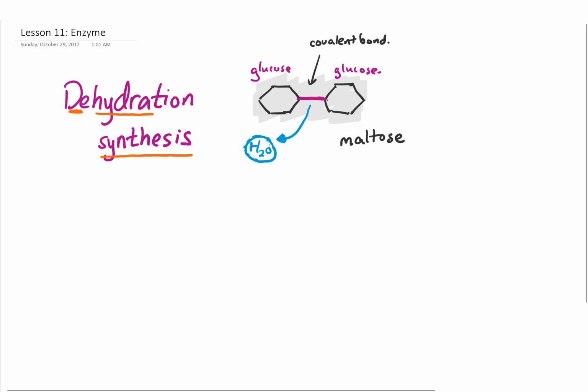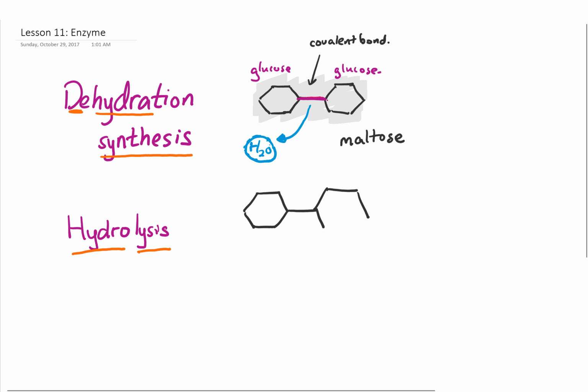A second reaction is what we call a hydrolysis. We're going to take water, hydro means water, and lysis means breaking down. It is actually a reverse of dehydration synthesis if you think about it. We take a maltose molecule, which is two glucose molecules covalently bonded. If you wanted to know the scientific name for that covalent bond, it's what we call a glycosidic bond.